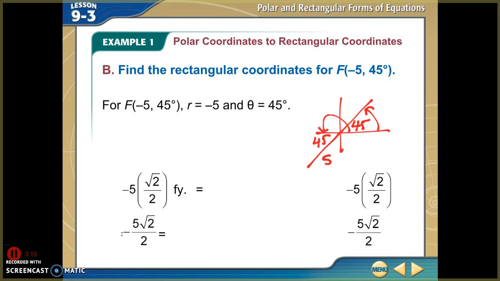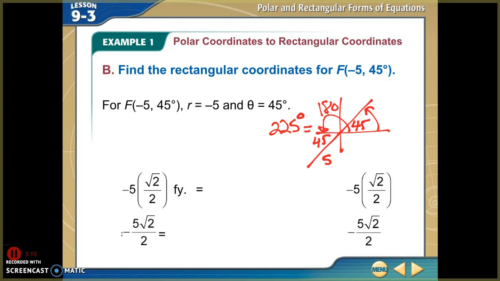If I really want to solve for it, the theta that will give me the right signs for x and y has to be 180 plus 45. So 180 plus 45 is 225. I can use that angle measure to figure out what those values are.